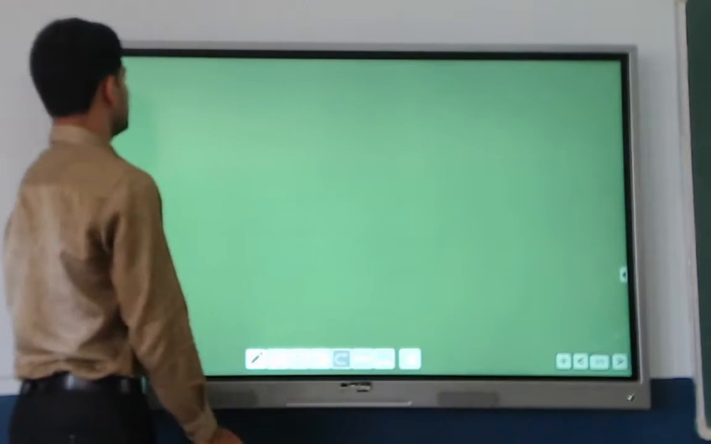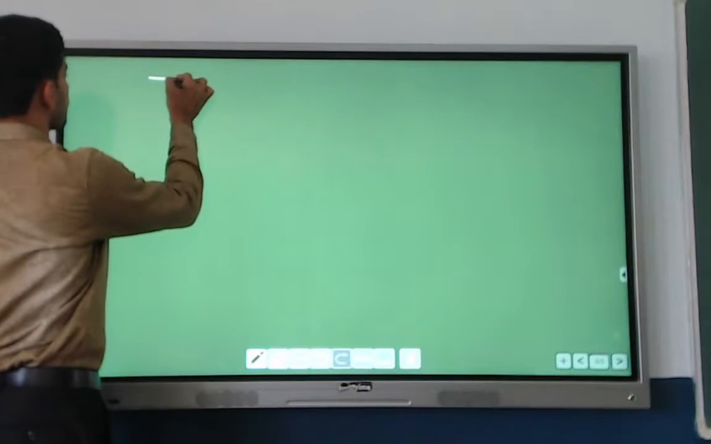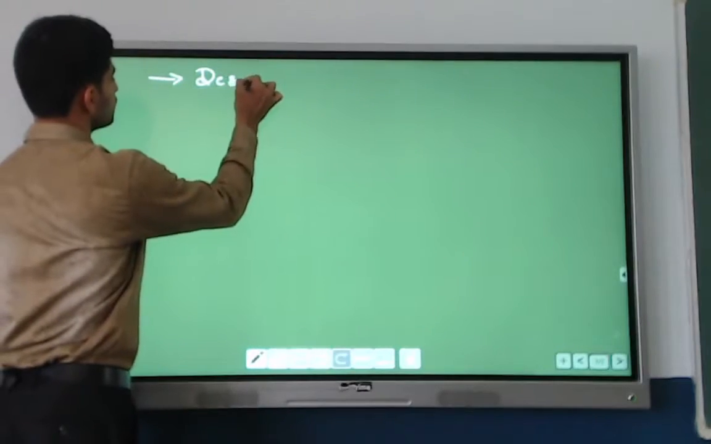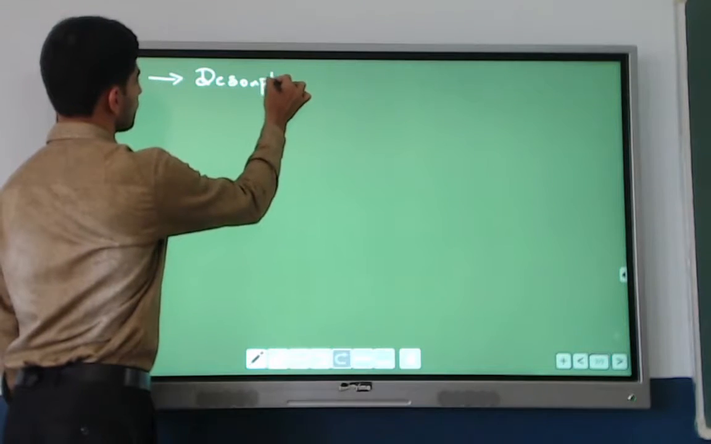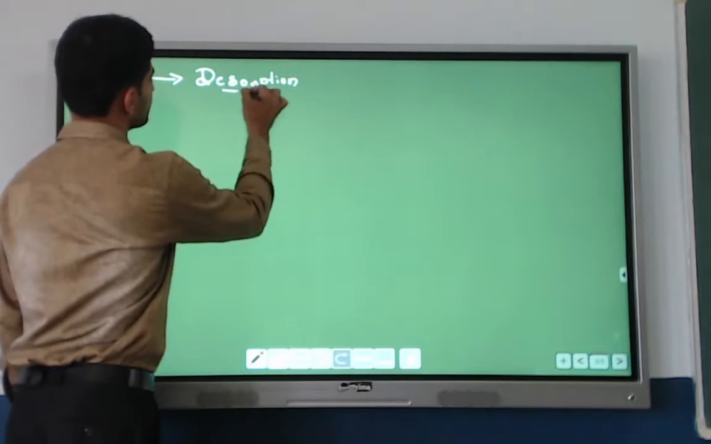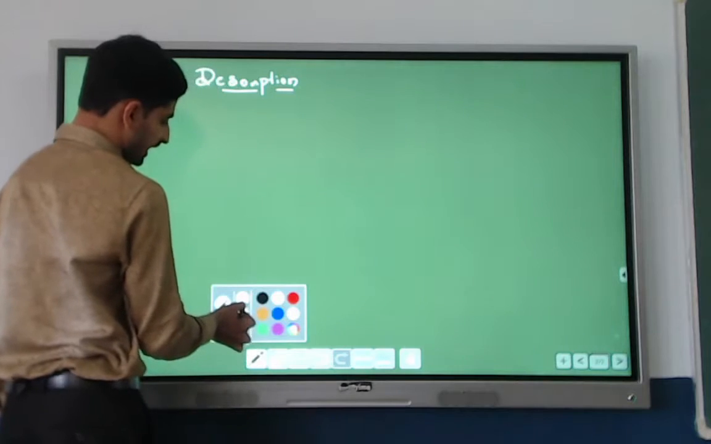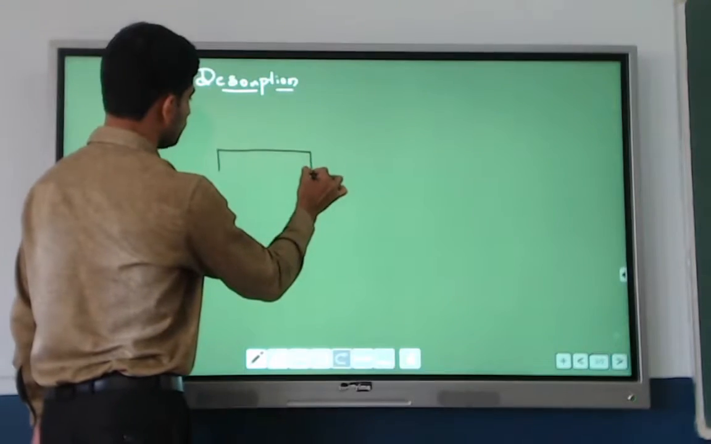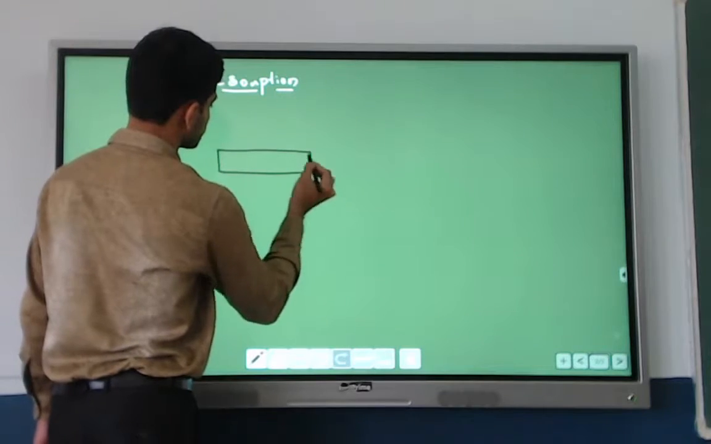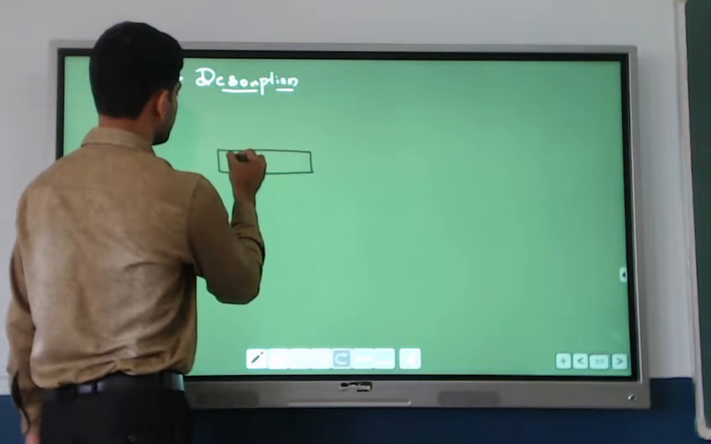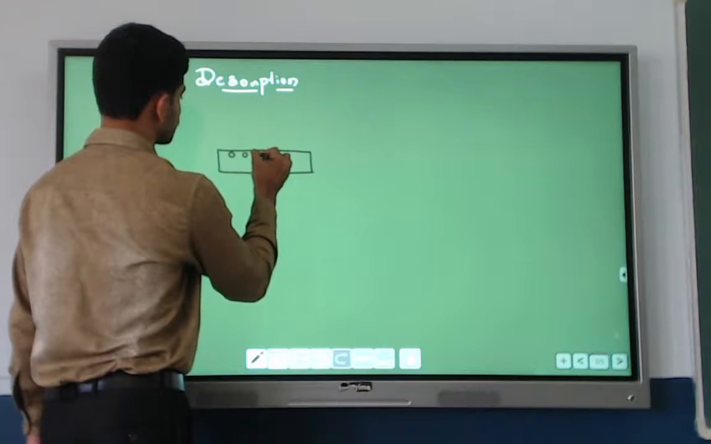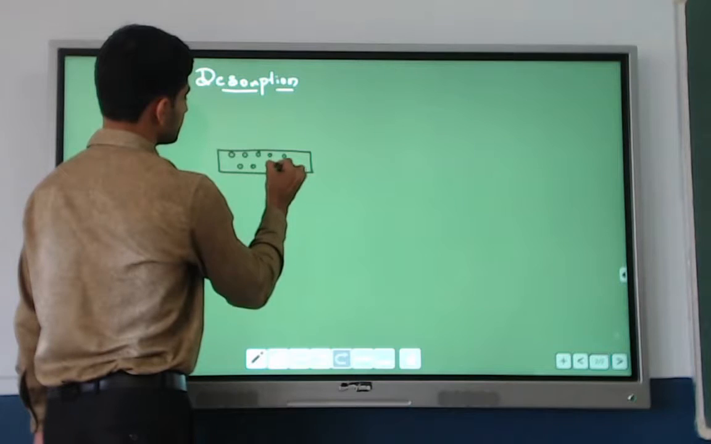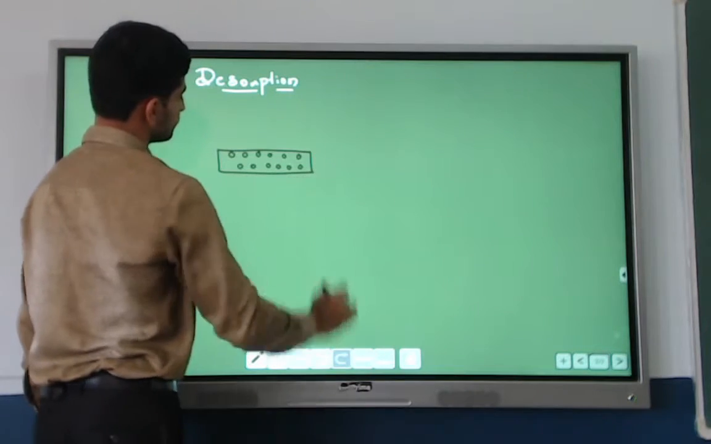Now, the next point we need to discuss is desorption. Let me consider an example. This is charcoal, which consists of free valencies, that is, empty spaces on the surface.